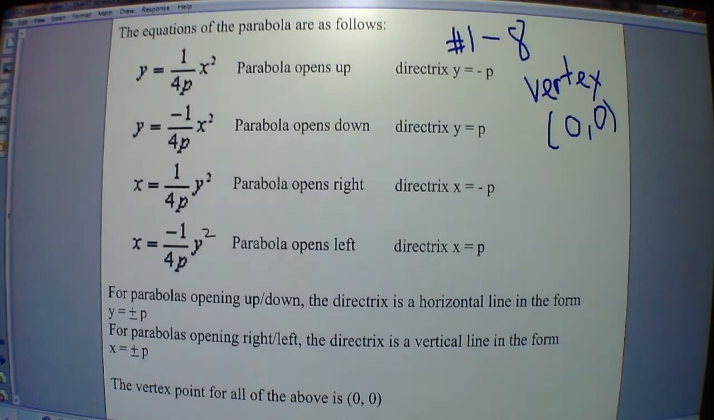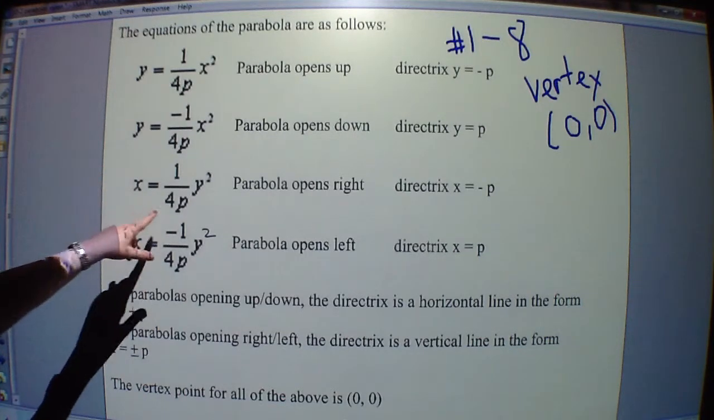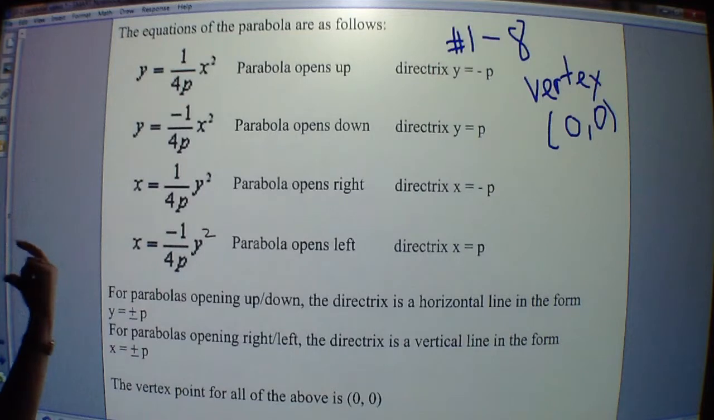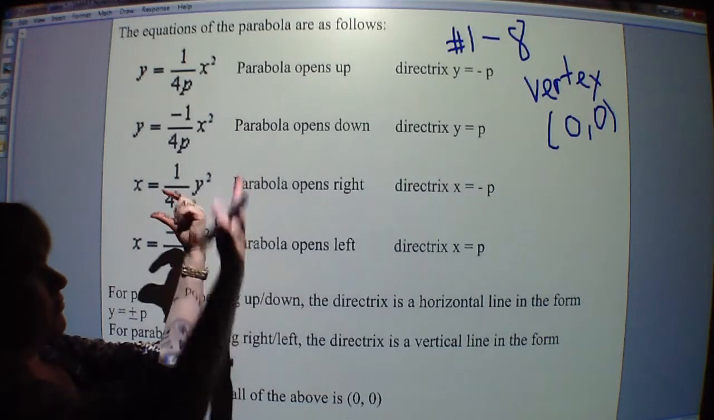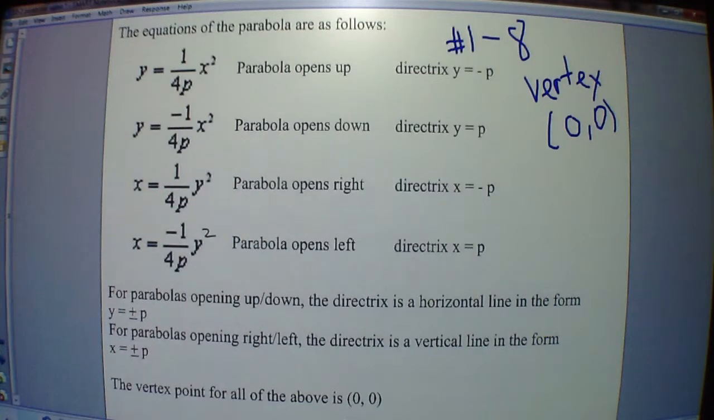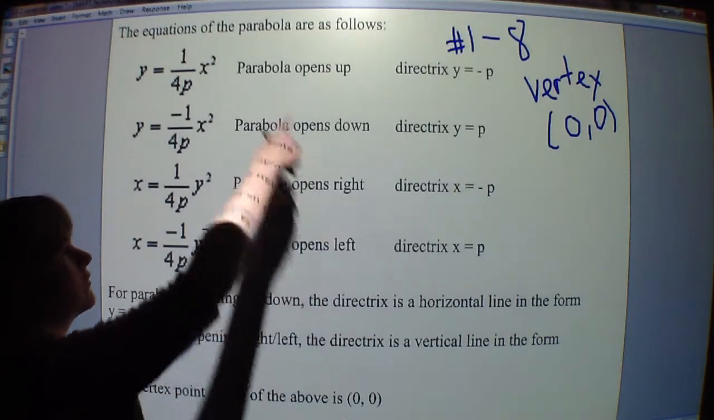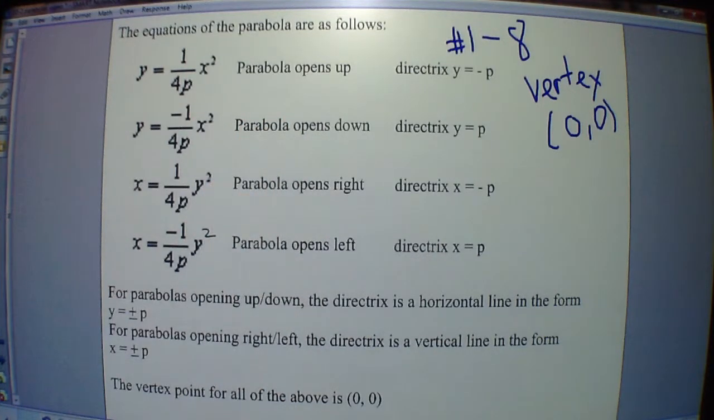A negative x squared is a parabola that opens down with a directrix, a horizontal line, y equals p, and so forth. This opens to the right, positive opens to the right, negative opens to the left. Okay? And if it opens to the right or left, my directrix is now a vertical line. So these have a vertical line directrix, and these have a horizontal line for the directrix. Again, this is a vertex of (0, 0). The distance from the vertex to the directrix, or the vertex to the focus, is the distance p. That's what that p is there.